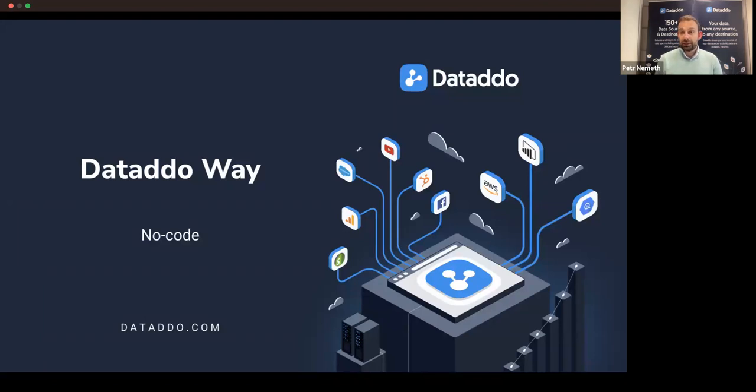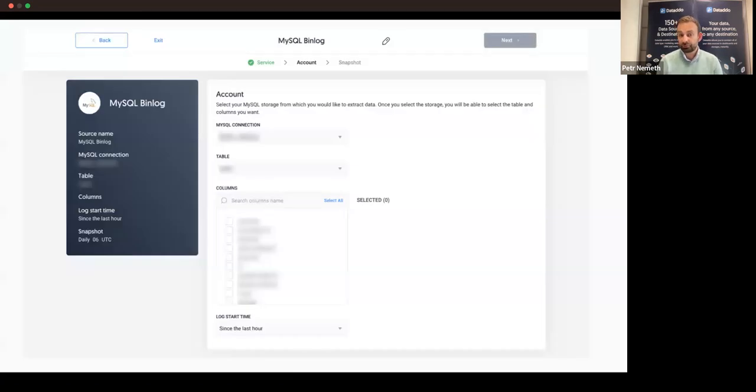So this leads to the last point, which is how we actually allow our customers to do CDC-based data pipelines in a no-code way. This is important to mention. When working with Dataddo, you don't need to understand all those technical nitty-gritties that I have just described.